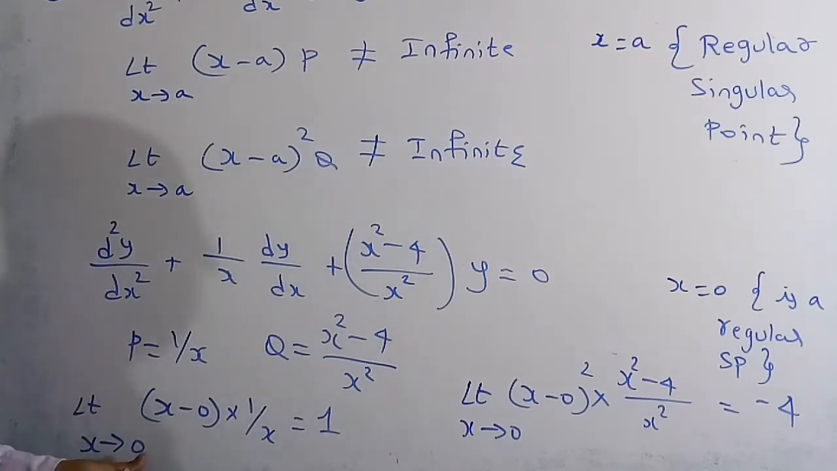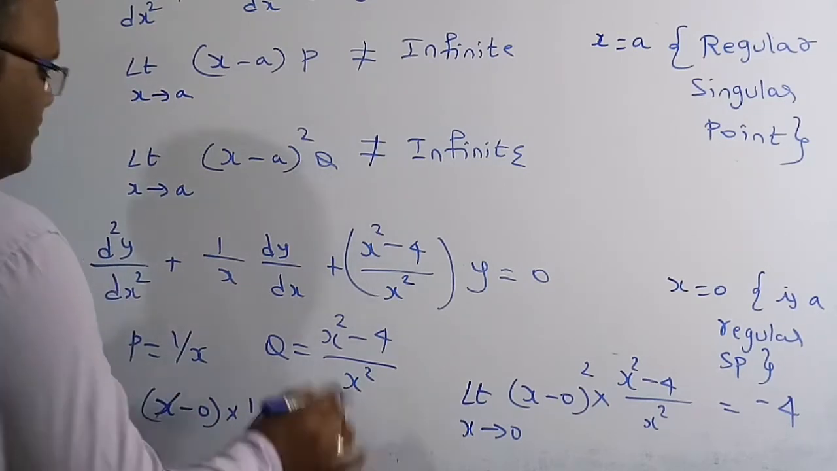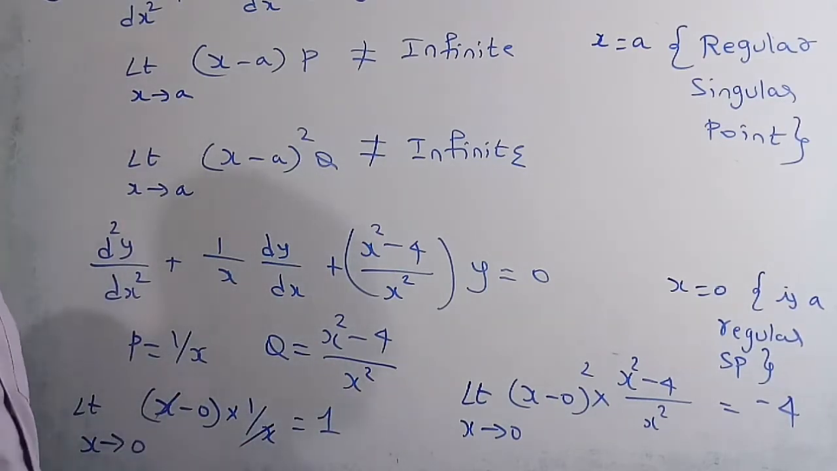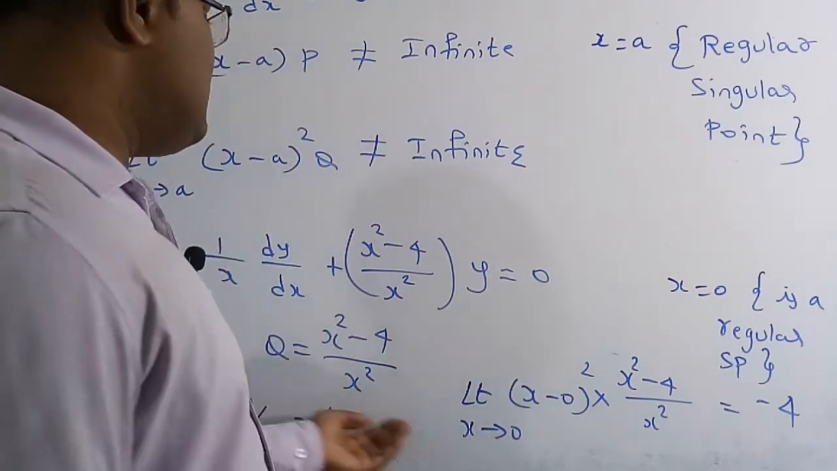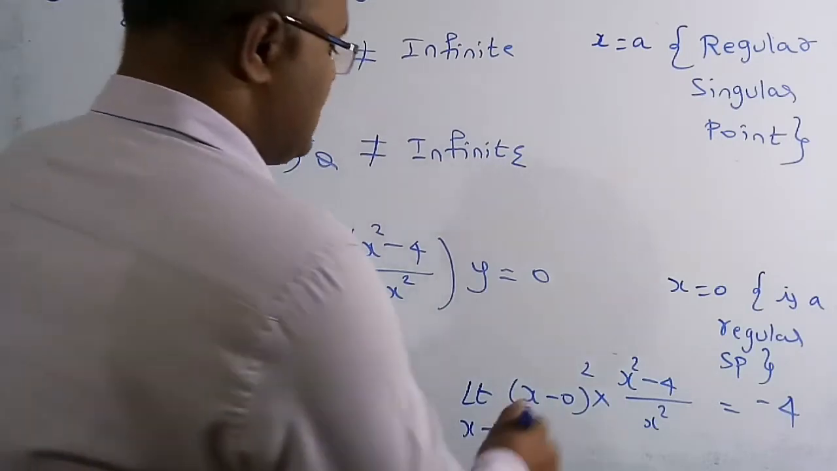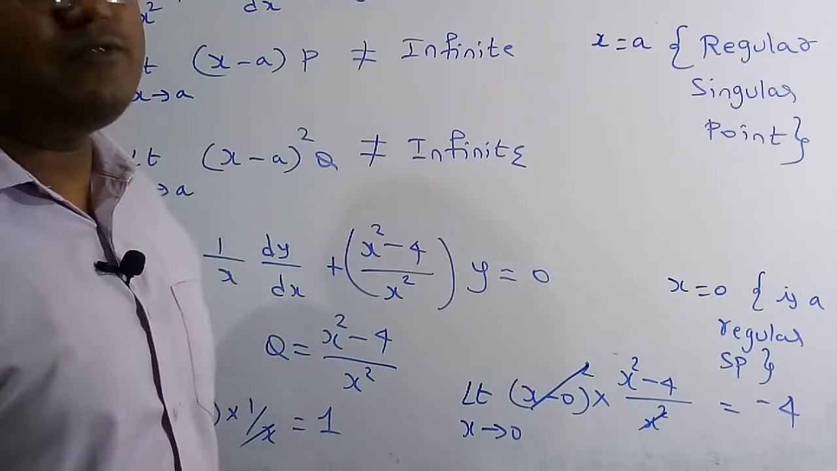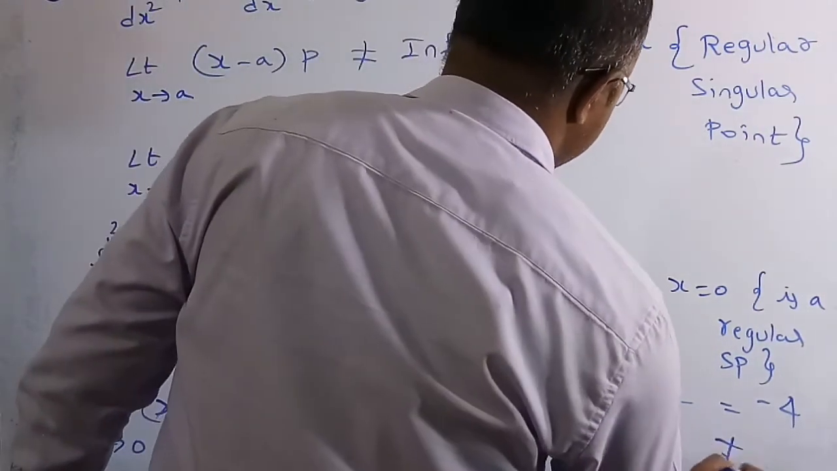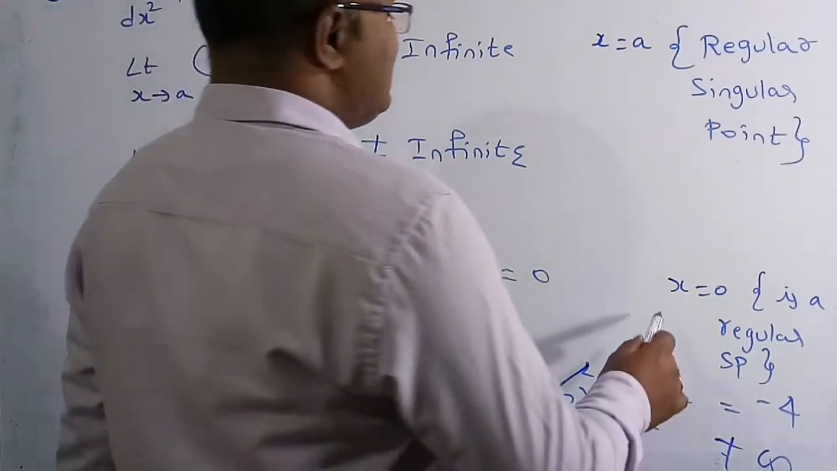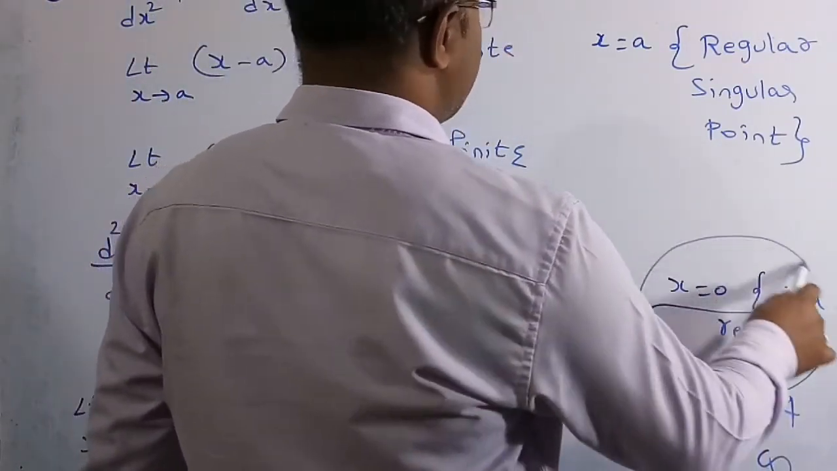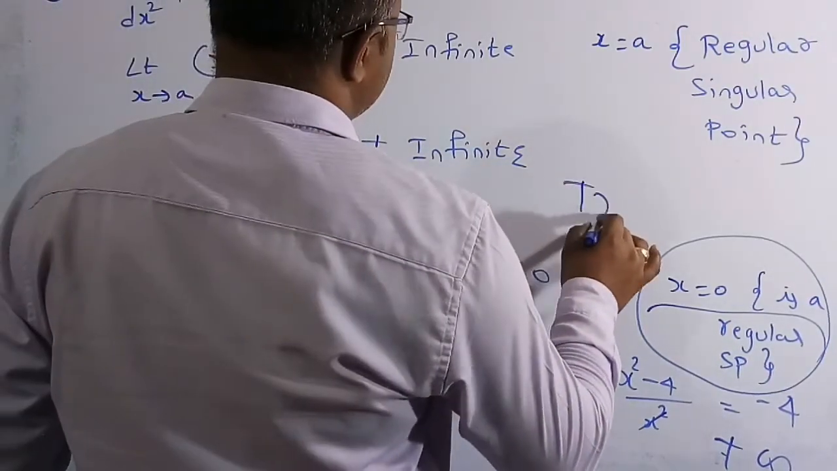So limit x tends to 0 of (x minus 0) into p, where p is 1 by x. So x cancels, and we are going to get 1. So this is not equal to infinity. And similarly, limit x tends to 0 of (x minus 0) whole square into q, where q is nothing but (x square minus 4) by x square. So x square cancels, and if you substitute x is equal to 0, 0 square minus 4 is minus 4. This is also not equal to infinity. So both the conditions are satisfied. So we can say x is equal to 0 is said to be a regular singular point of this differential equation. So this is also true. So option C is also true.